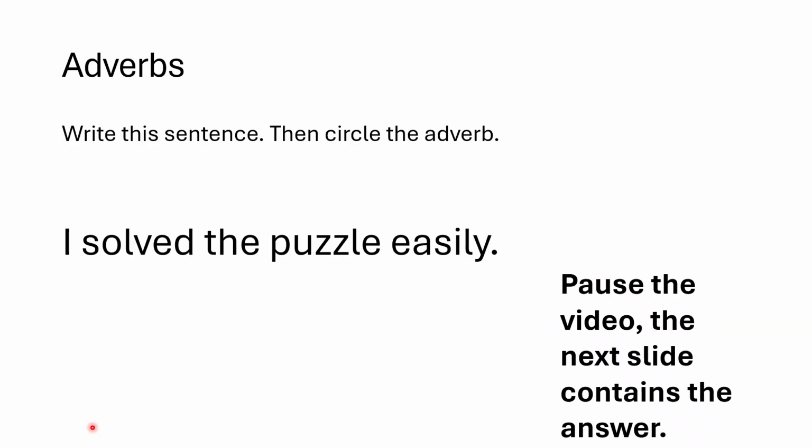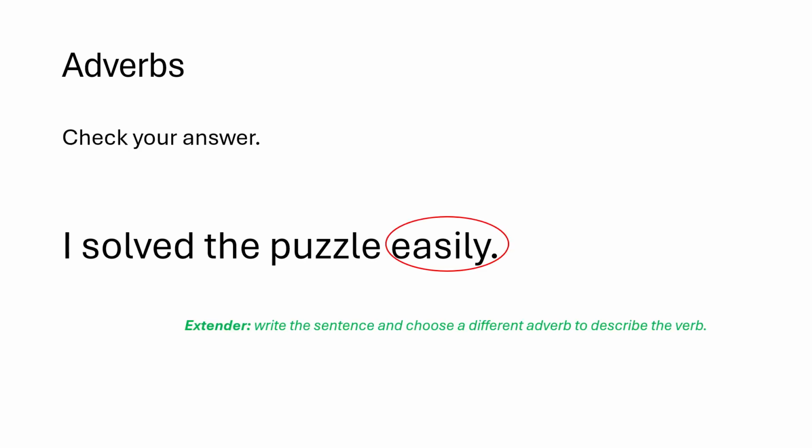Write this sentence, then circle the adverb. I solved the puzzle easily. Pause the video. The next slide contains the answer. Check your answer. I solved the puzzle easily. You should have circled easily.